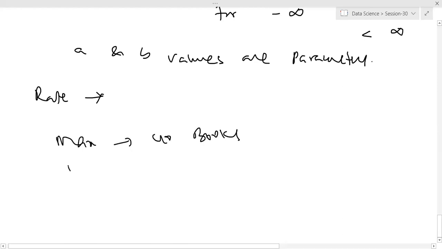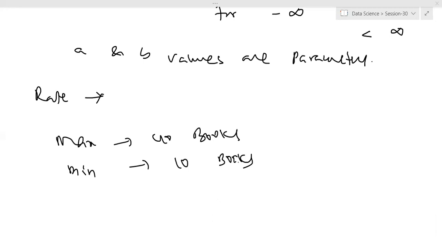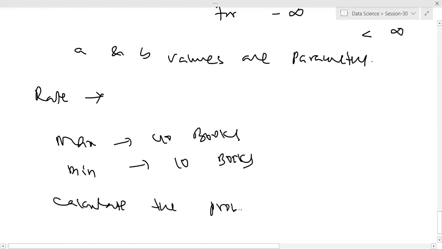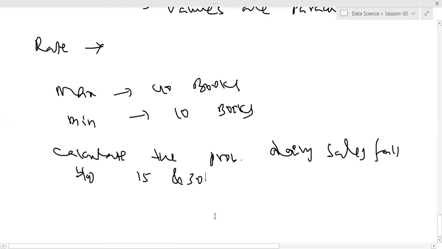So a maximum of 40 books they sold, and the minimum of how many books, friends? 10 books. Maximum of 40 as well as the minimum of 10 books. Now our interest is to calculate the probability that the daily sales will fall between 15 and 30. Think through this example, friends.